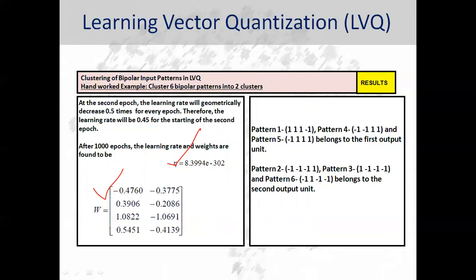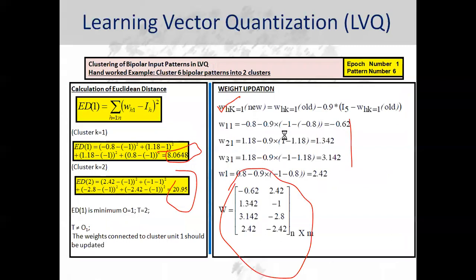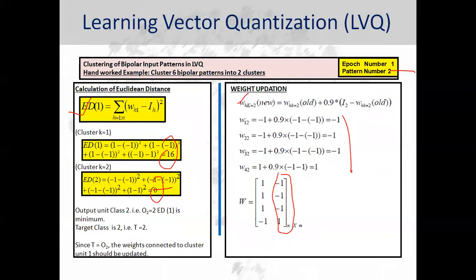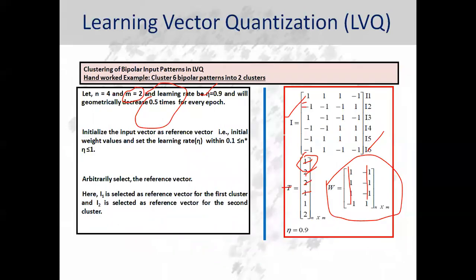It means pattern number 1, pattern number 4 and pattern number 5 will be classified to cluster number 1, while pattern number 2, pattern number 3 and pattern number 6 will be classified to cluster number 2, which was the actual requirement, which was our target before we started learning using the LVQ.